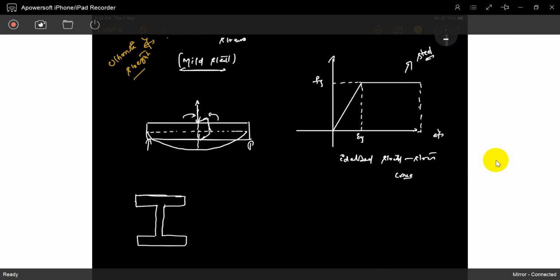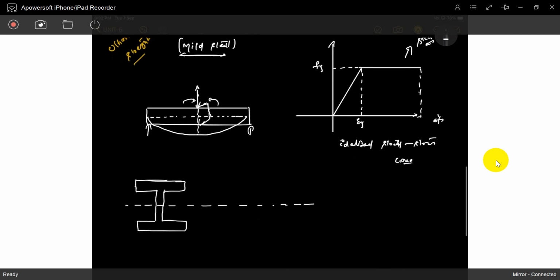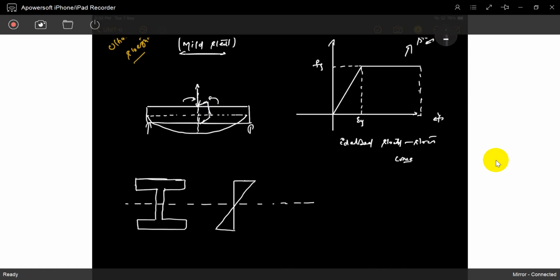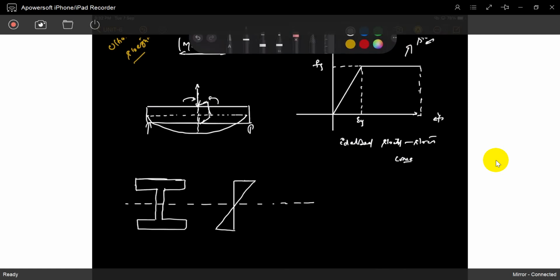Are you getting the idea why we mostly use I sections only, not rectangular sections? So if you apply a load on that section, what will happen? The strains will come. Sir, how will the strain come? So exactly what will happen in this section? Just observe. If I apply a load, it will come like this.